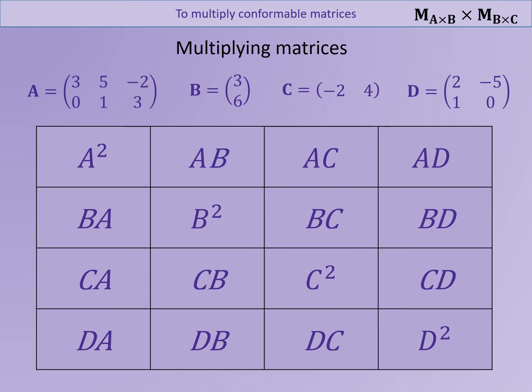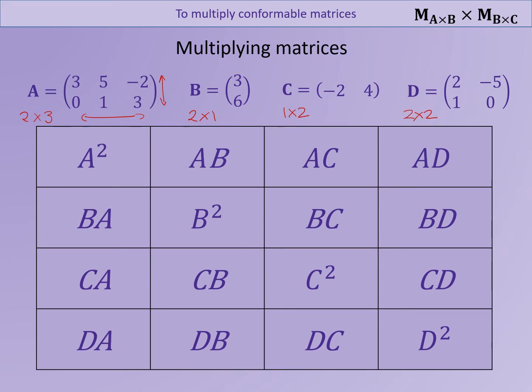If we check the order first of all, the order of A will be, we've got 2 rows and we have 3 columns. So this is a 2 by 3 matrix. B is a 2 by 1. C is a 1 by 2. And D is a 2 by 2.